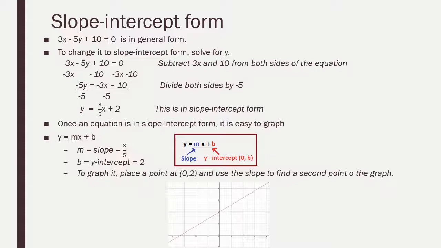You know that the slope of this one, the m, is 3/5. You know that the 2, which is in the place of b, is where the graph will go through the y-axis, or the y-intercept. To graph it, start out at 0, 2, the y-intercept. Use the slope to find the second point on the graph, similar to what I've graphed here at the bottom of the slide.